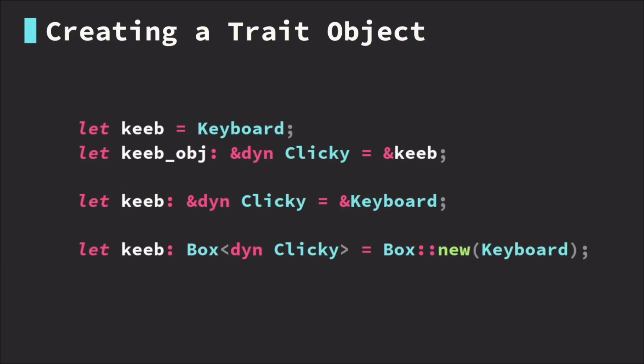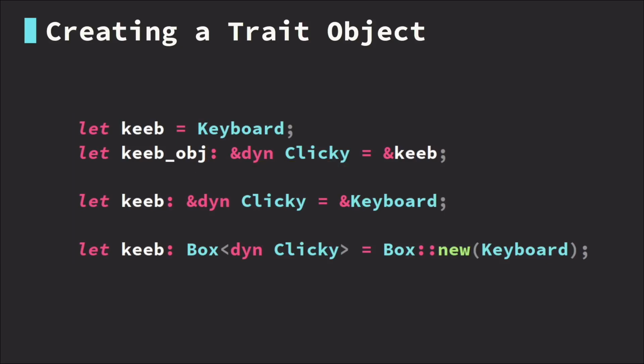Creating a trait object is fairly straightforward, and there's multiple ways it can be done. On this first line here, we're creating a new keyboard and just naming it Keeb. On the second line, we're creating our trait object. To create trait objects, we're going to make heavy use of type annotations as seen here. Remember that type annotations require a variable name followed by the colon and then whatever type you wish it to be.